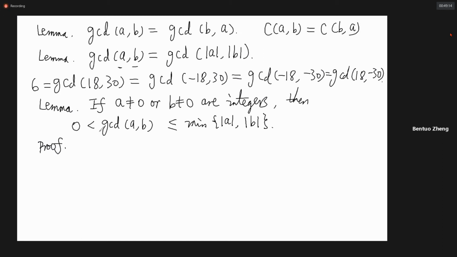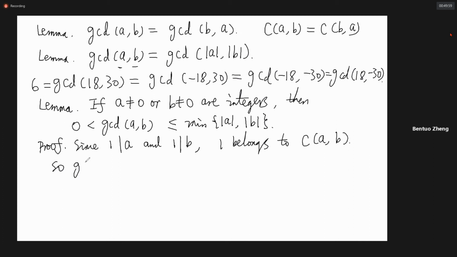We first prove the greatest common divisor of A and B is always greater than 0. Since 1 divides A and 1 divides B, 1 belongs to the set of common divisors of A and B. But the greatest common divisor of A and B is the maximum element in that set. In particular, the greatest common divisor of A and B would be greater than or equal to 1, and in particular, this is greater than 0. Okay, so this is one side of the inequality, and it is easy.